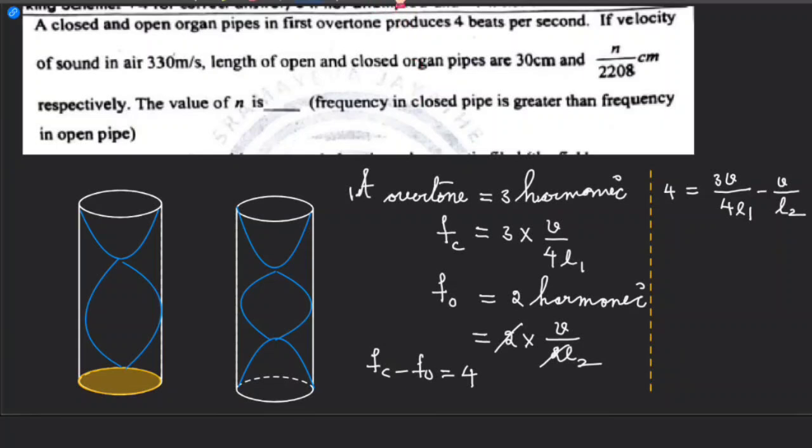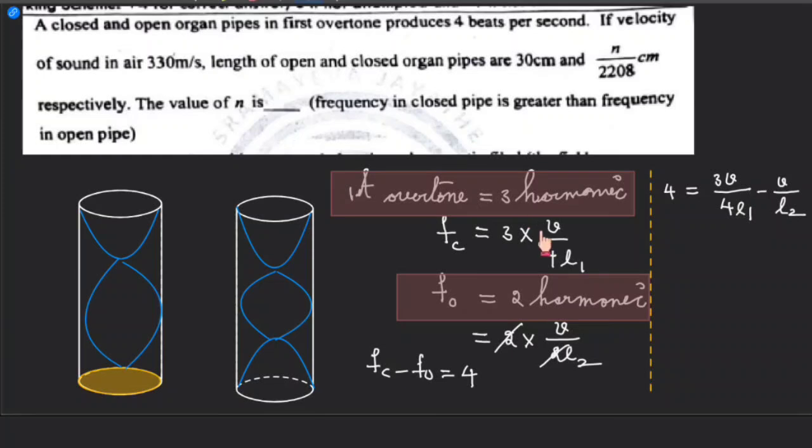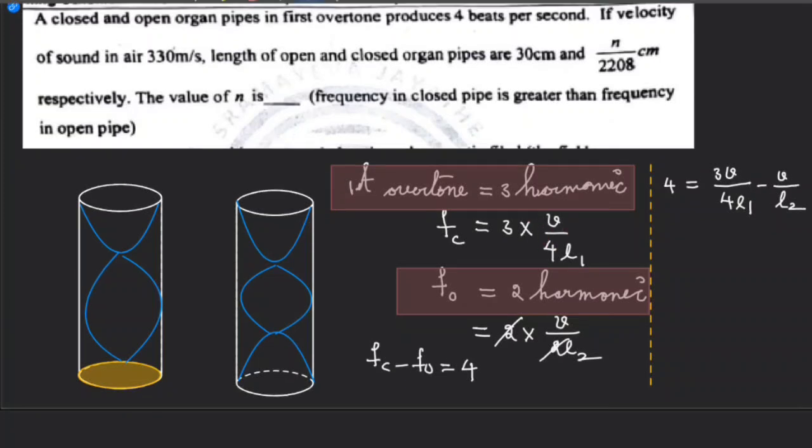So please do it, you will get it. The first overtone in a closed pipe is equal to the third harmonic, and the first overtone in an open pipe is equal to the second harmonic.